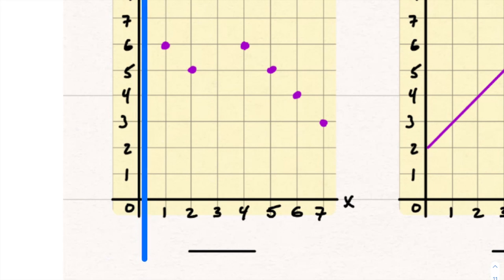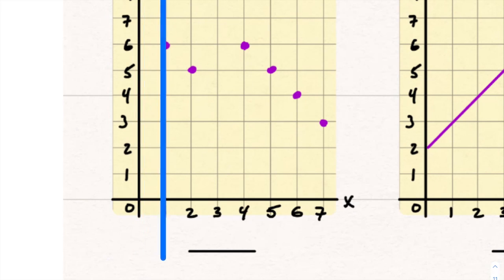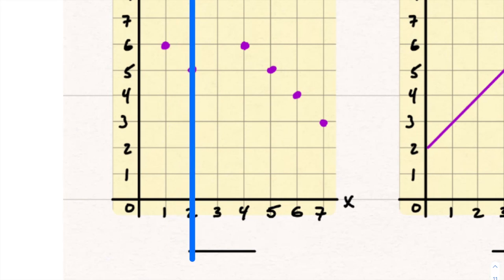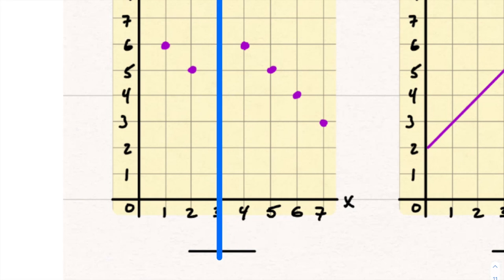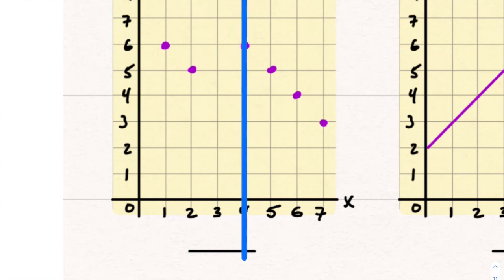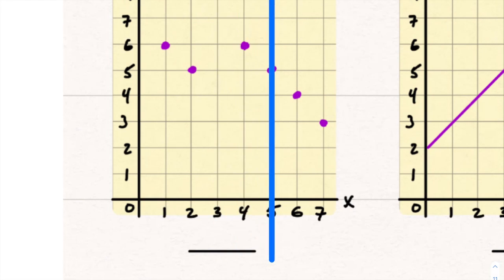Look, when x equals 1, y equals 6. When x equals 2, y equals 5. When x equals 3, y doesn't exist, so we wouldn't really include that. When x is 4, y is 6. When x is 5, y is 5, and so on and so on.